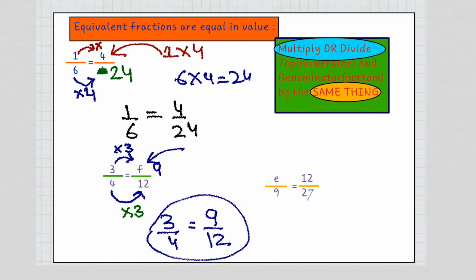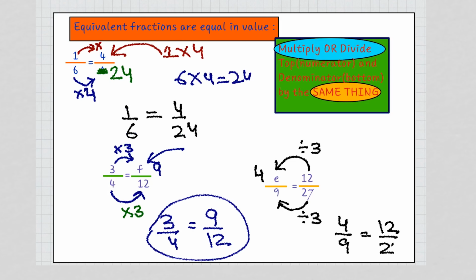If we divide 27 by 3, you get 9. So we need to do the same thing with this 12 as well. We need to divide 12 by 3. Now 12 divided by 3 is 4. So 4 over 9 is equal to 12 over 27.